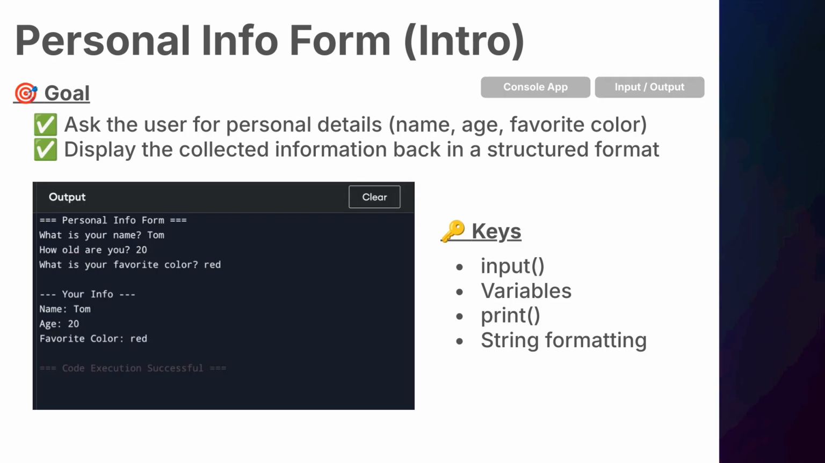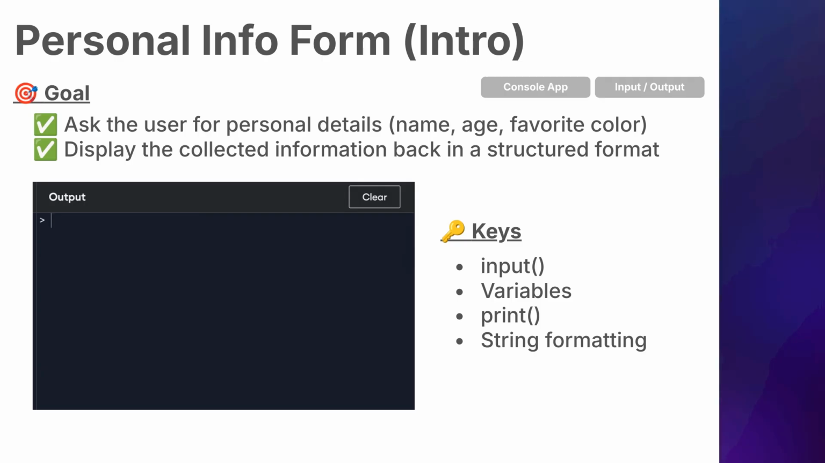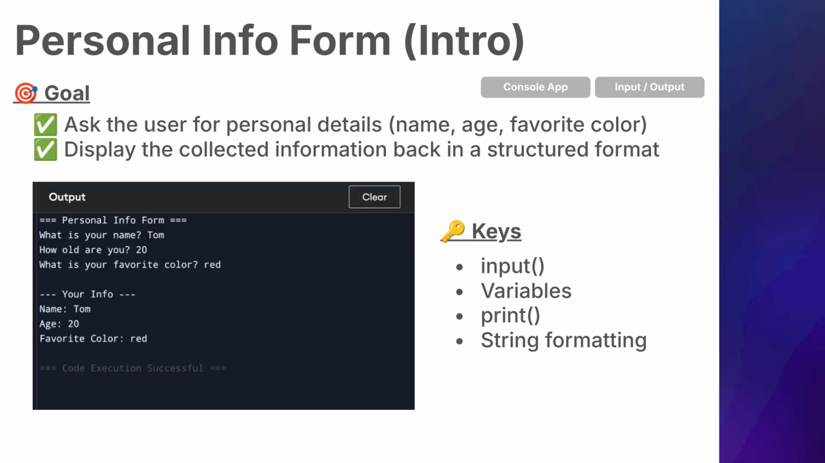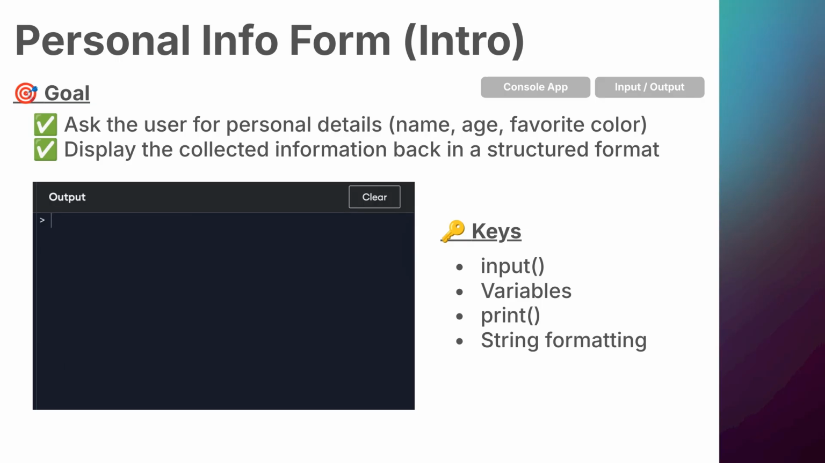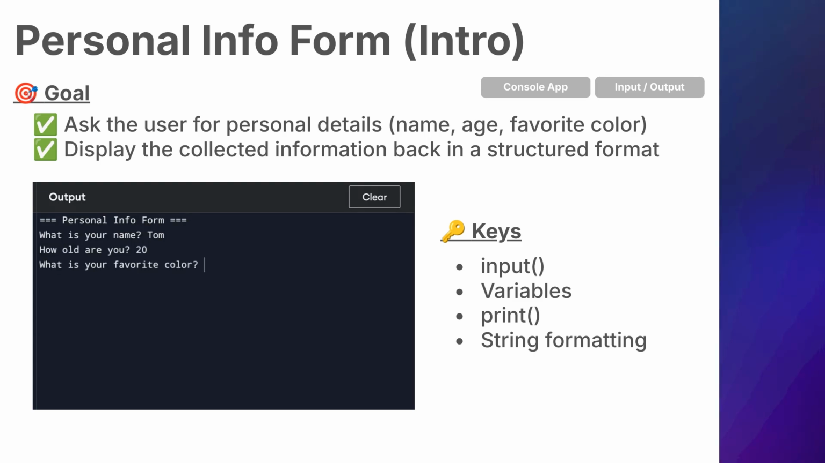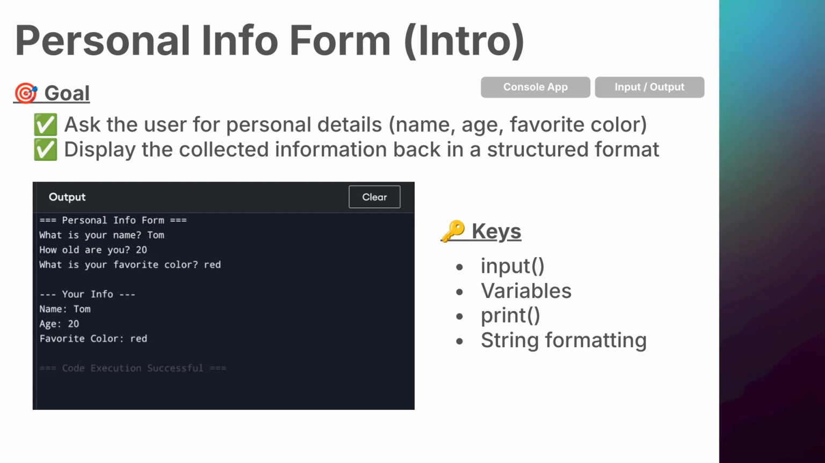When the program runs, it starts by showing a title and then asks the user for their name, age, and favorite color one by one. For example, if the user types Tom for the name, 20 for the age, and red for the favorite color, the program will print out a neat summary that says name, Tom, age 20, favorite color red. This flow helps you see how a program collects information and then displays it back.